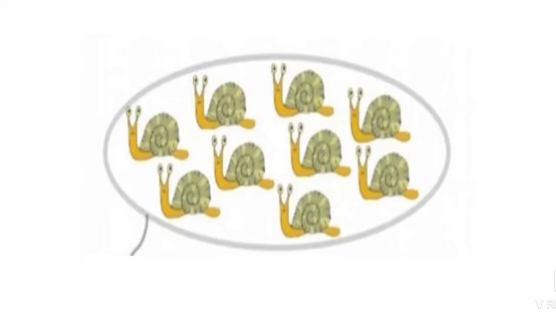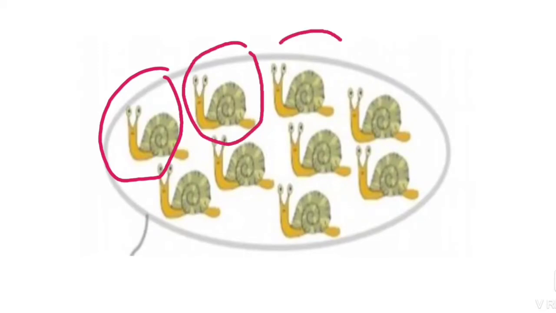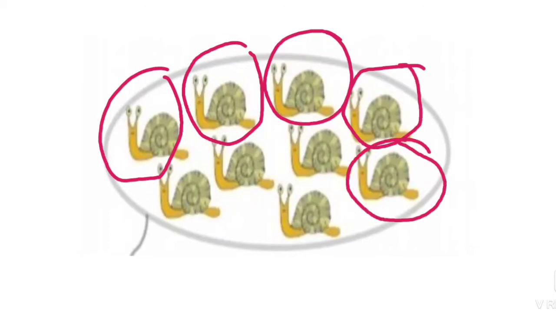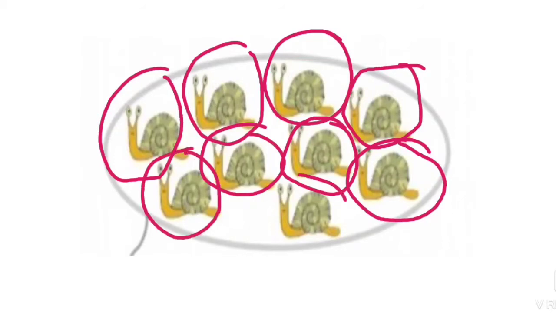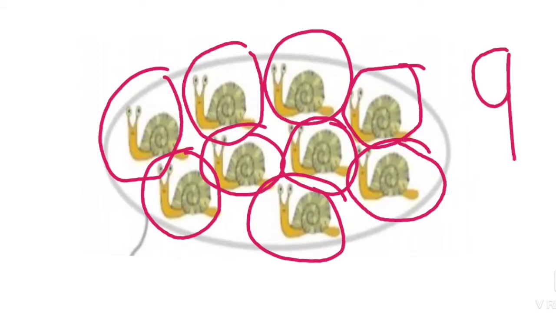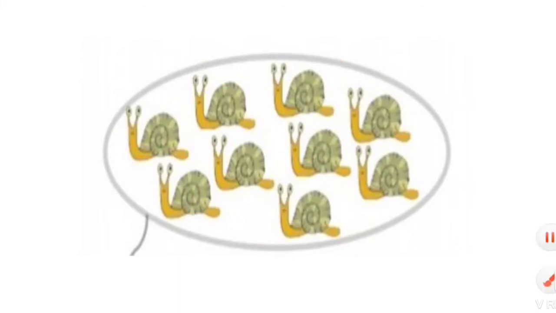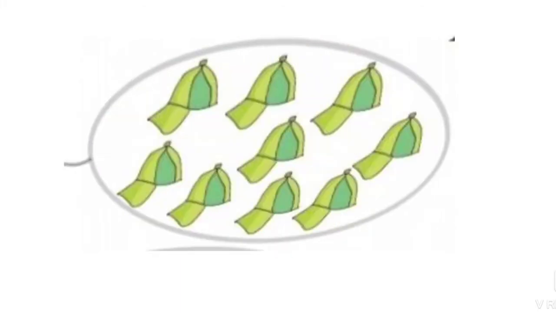So dear students, what is this? This is a snail. And how many snails? Let's count. 1, 2, 3, 4, 5, 6, 7, 8, 9. There are 9 snails. Isn't it? Very good. Very nice. See the next picture.